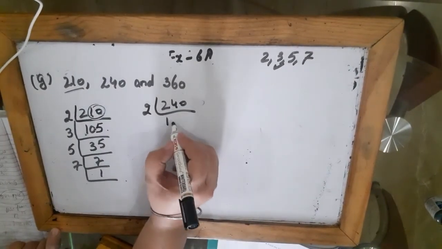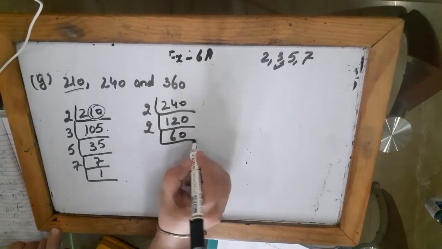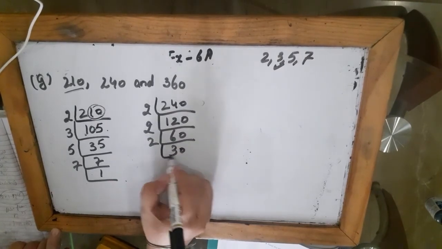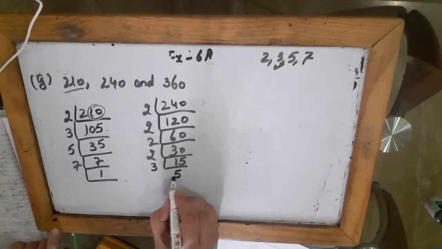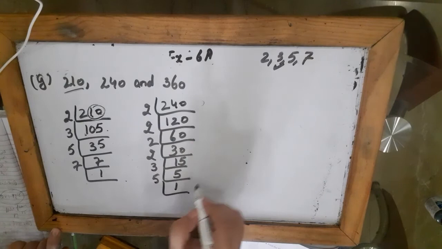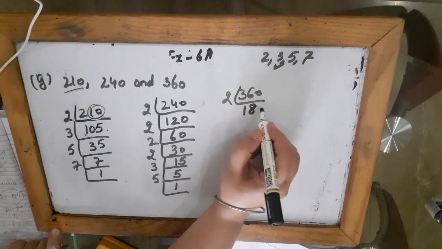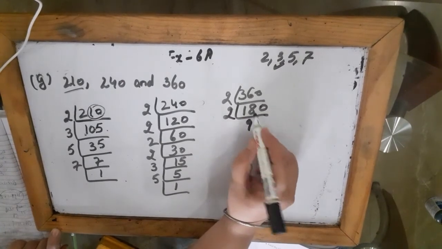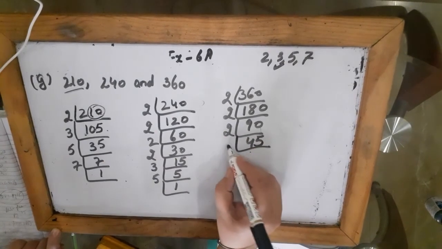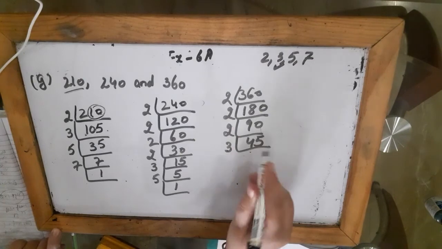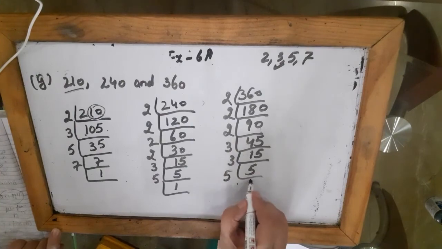Now 240. 2 ones are 2, 2 twos are 4, 2 zeros are 0, 2 sixes are 12, 2 zeros are 0, 2 threes are 6, 2 zeros are 0, 2 15s are 30. Now 15 is divisible by 3, 3 fives are 15, and 5 ones are 5. Now 360. So 2 ones are 2, 2 eights are 16, 0. 2 nines are 18, 0. 2 fours are 8, and 2 fives are 10. So now this will be divisible by 3. 3 ones are 3, 3 fives are 15. Now 3 fives are 15, and 5 ones are 5.